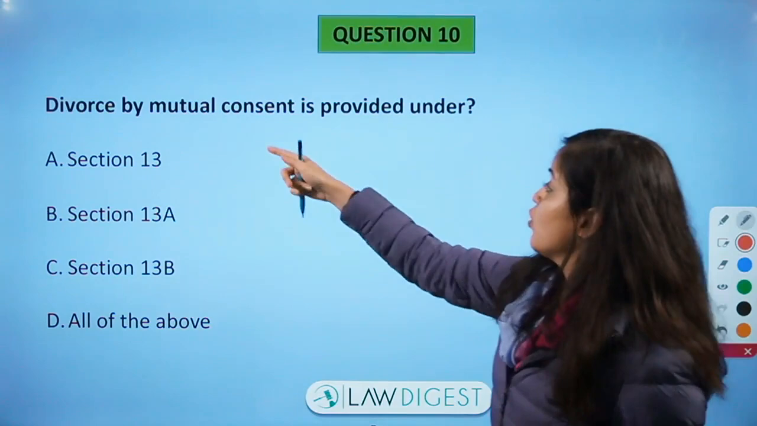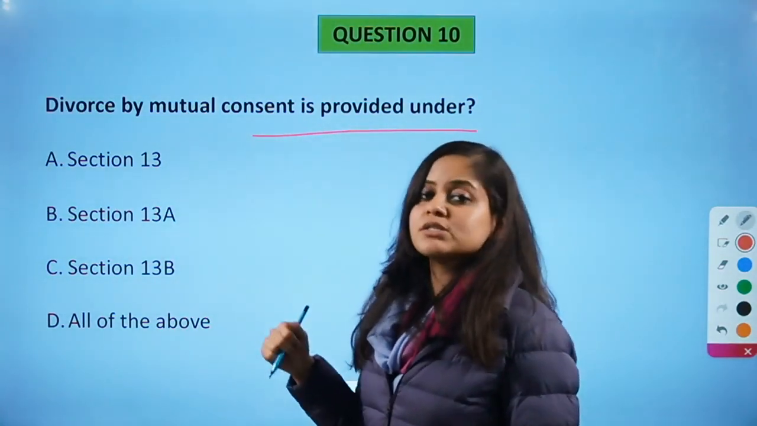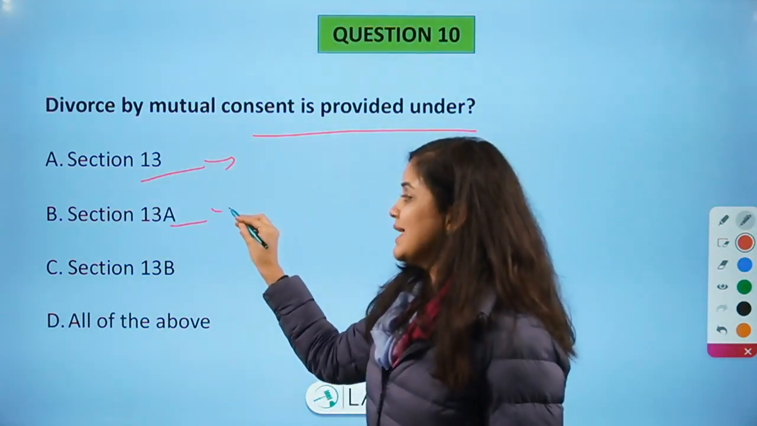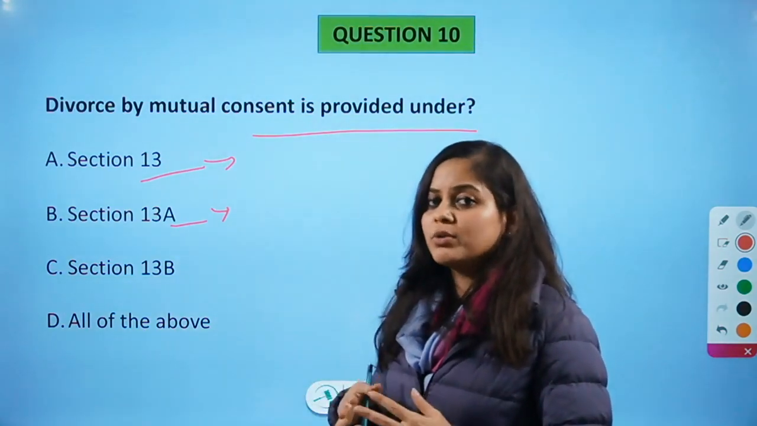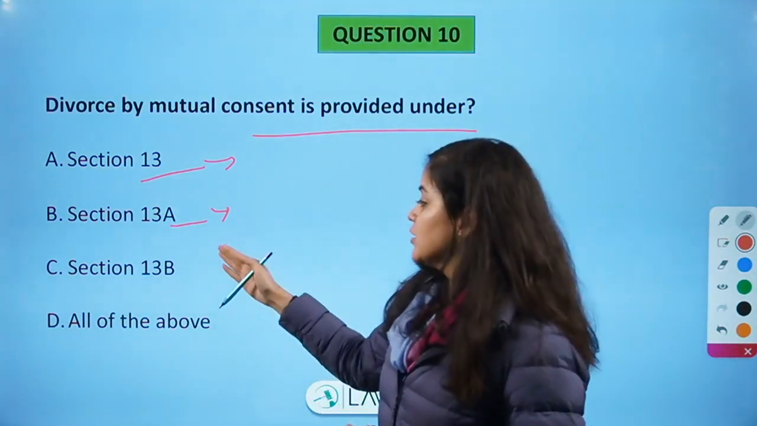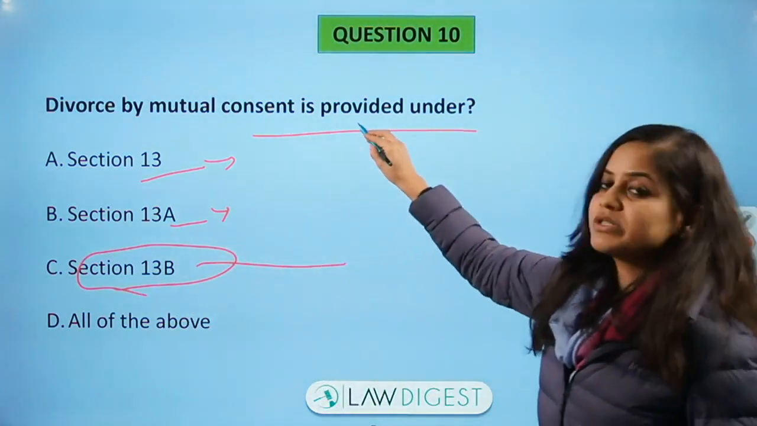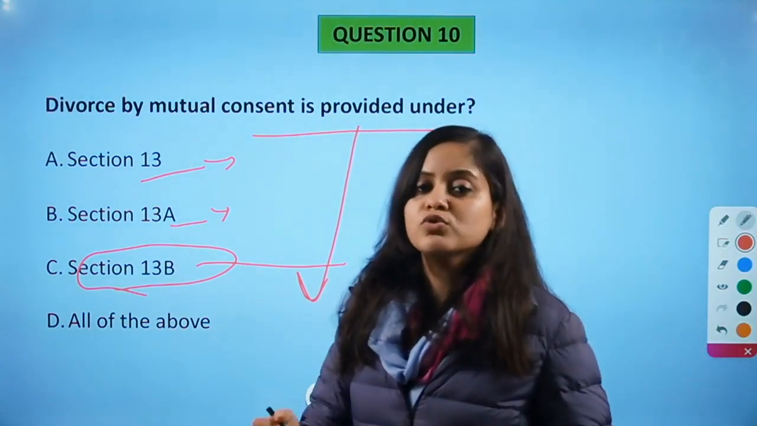Then divorce by mutual consent is provided under which section? So this is the final question. Now section 13 speaks of divorce, section 13A speaks of your judicial separation, which is an alternate remedy to divorce, and then section 13B is the one that speaks of divorce by mutual consent, where both the parties give their consent that they want to separate.